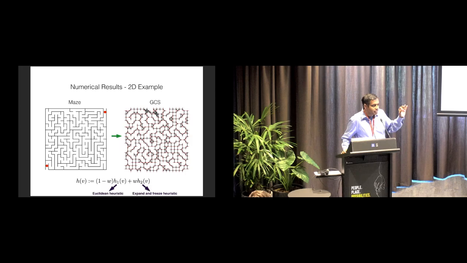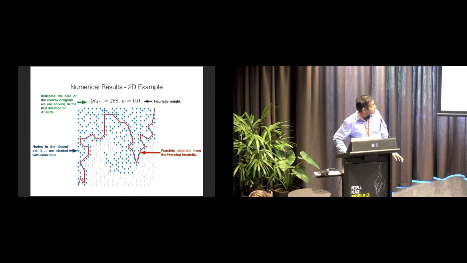So if you take the weight to be 0, if it's purely the Euclidean based heuristic, this is what you see here. The blue nodes that you see are the nodes generated by the A star heuristic. These are all the nodes that our A star GCS is going to work with, so this is the size of the convex program that I'm going to work with. In fact, if you just use the simplest heuristic, the size of the convex program reduces from 414 to just 288 nodes. And this path, the red path, is a feasible solution. And the stronger the heuristic values are, the smaller the sets become.